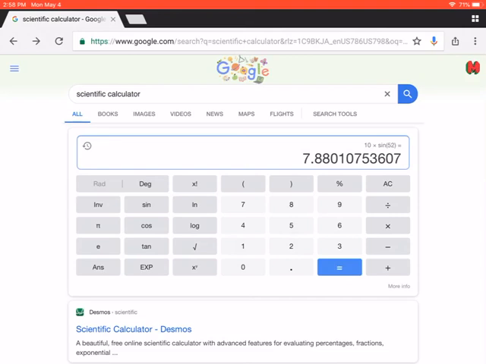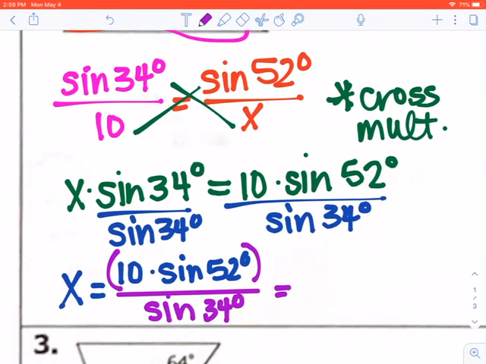And then all you need to do is hit divided by. So my last answer, 7.880107 and so on, is going to be divided by sine of 34 degrees. That numerator, 10 times sine 52, is that number 7.88. I'm going to divide by sine 34. You hit enter. We want to round to the nearest tenth, or one decimal place, so we're going to get 14.1 for x. So this value is 14.1. That is our missing value, and you're done.